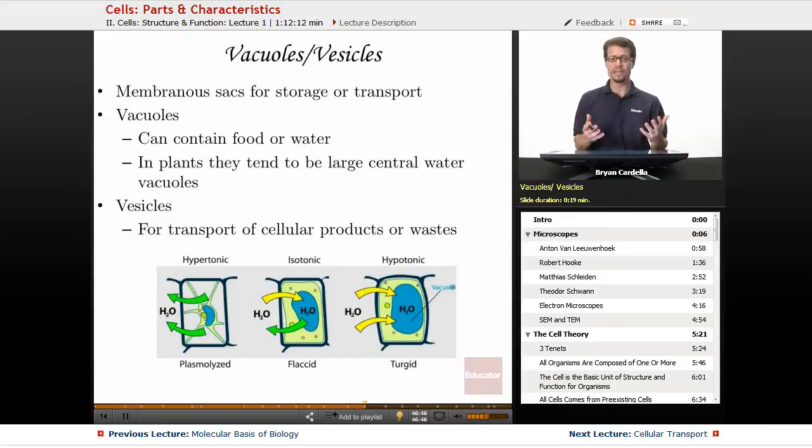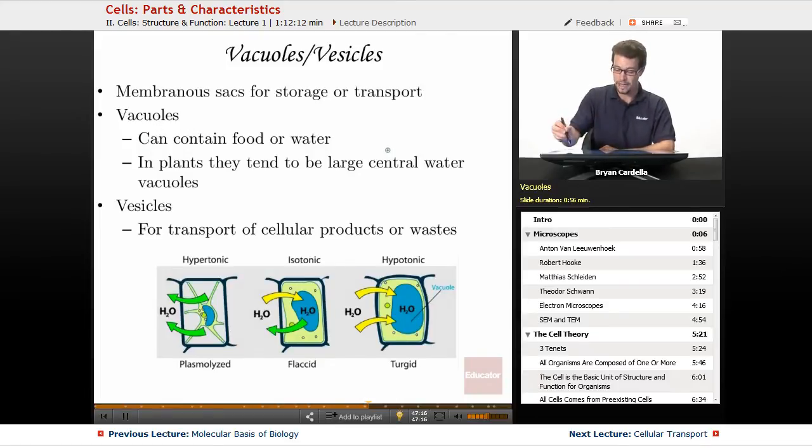Vacuoles/vesicles. I've included these in the same slide because they structurally look very similar. A vacuole is a temporary storage container, and a vesicle has something contained in it, and it's typically going somewhere. It's going from the ER to the Golgi, or from the Golgi to the plasma membrane. The difference in these two is really what they contain. So they are both membranous sacs for storage or transport. Vacuoles can contain food or water.